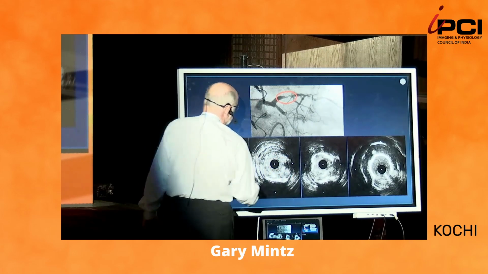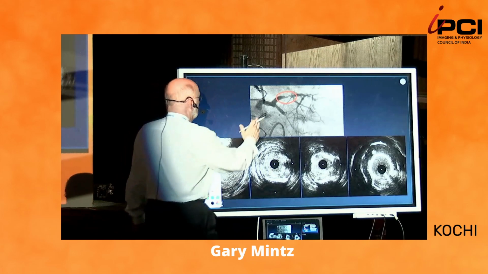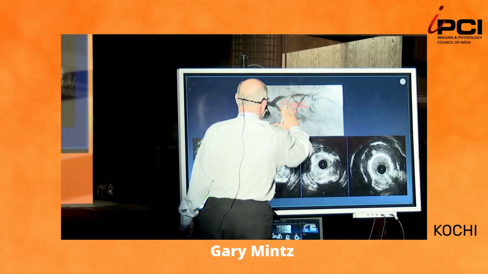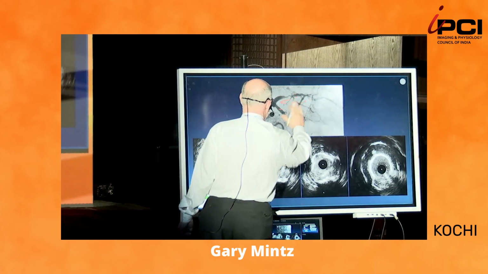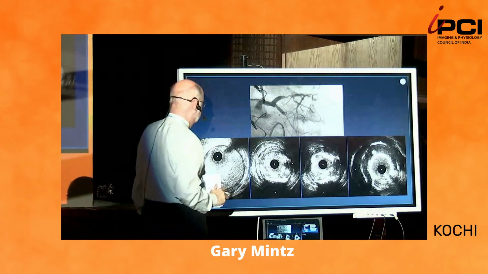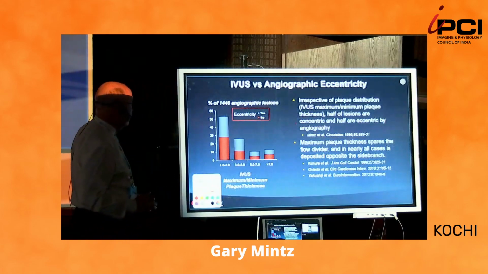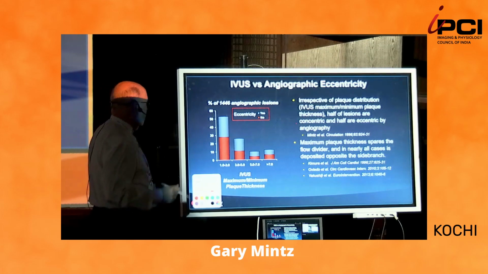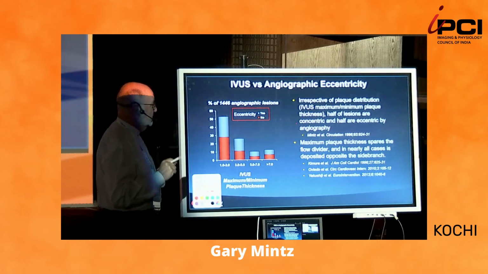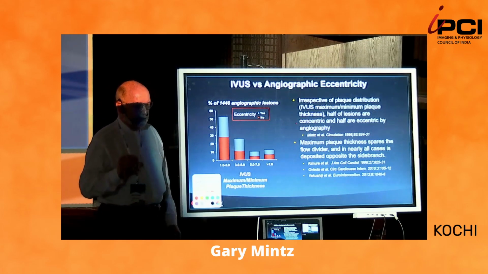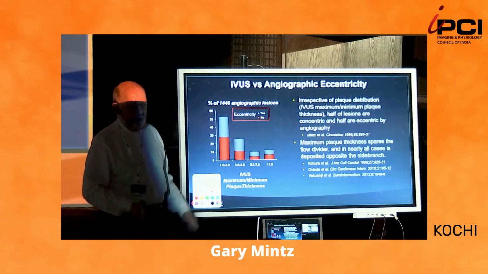Does that matter? Probably not, unless you happen to be doing directional coronary atherectomy, which you don't have in India, only exists in Japan. And this is another old paper that we wrote. Regardless of what the angiographic appearance is, roughly 50% of the lesions look eccentric, 50% look concentric. Flip a coin, who cares?